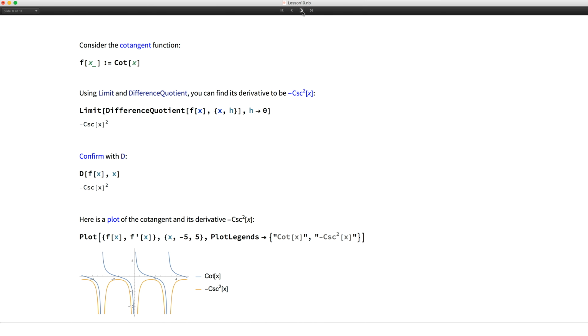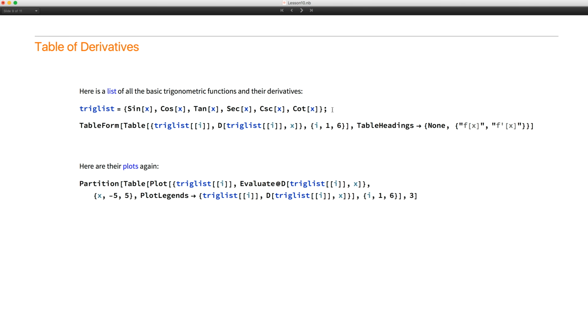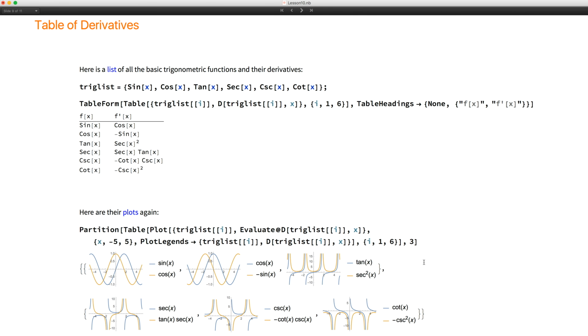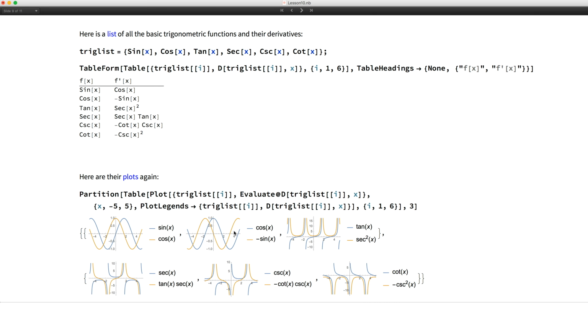Let's summarize a bit. Here you have the 6 functions that we just spoke about: sine, cosine, tangent, secant, cosecant, cotangent. And here are their derivatives. So the derivative of sine is cosine, etc. That small table is well worth memorizing for all your future work. Let's plot them. You see that you have all the functions and their derivatives in just one picture, with the top 3 being sine, cosine, tangent, and the bottom being secant, cosecant, and cotangent.